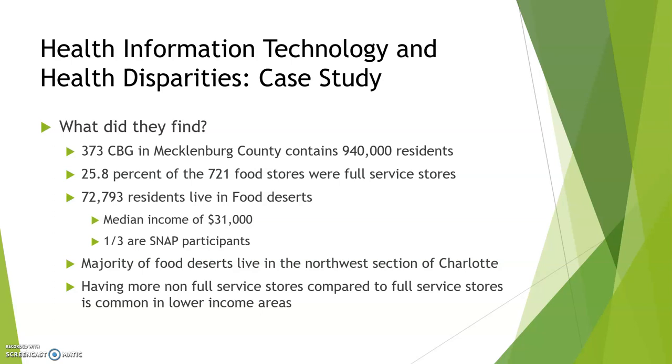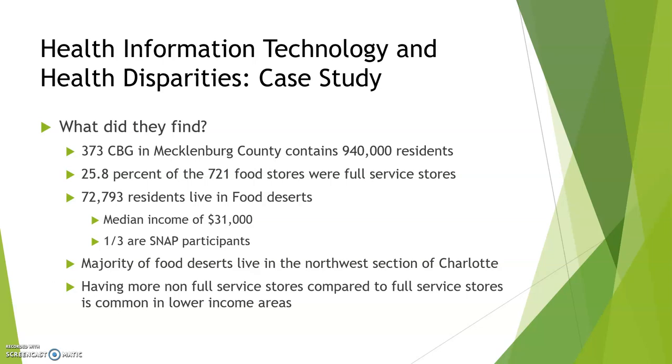I'm pretty sure that these researchers will be conducting another study as we're coming up to the next census era, 2020. So that may change if they decide to do a follow-up study. Also, they noticed that those lower income areas have more non-full service stores compared to full service stores. So they're more likely to have stores such as a Family Dollar or Dollar Tree or some type of local neighborhood corner store, but not necessarily a Food Lion or a Whole Foods in their particular area. So that was an interesting find from their study.